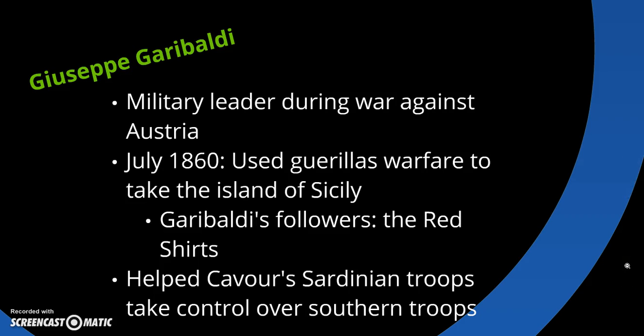Next, let's take a look at another important person, Giuseppe Garibaldi. He was a military leader during the war against Austria, the war that we just mentioned where the Sardinians defeated the Austrians. In July 1860, he used guerrilla warfare to take the island of Sicily. Garibaldi's followers were known as the Red Shirts. And what this group did, they helped Cavour's Sardinian troops take control over southern territories.